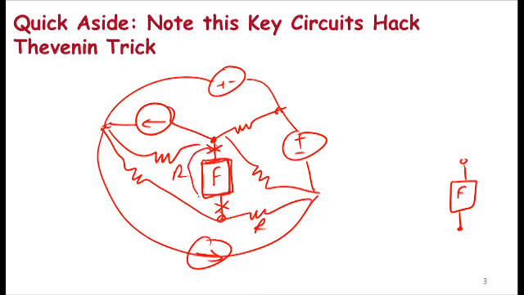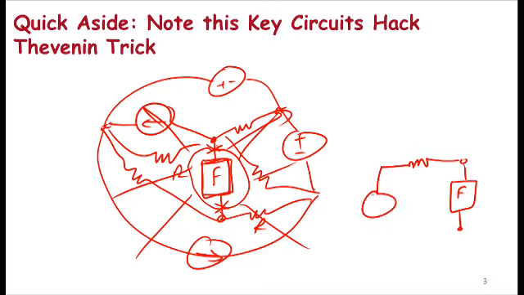I can take the rest of the network and replace that entire network with its Thevenin equivalent for the purposes of analyzing that device. Okay, so the voltage V and R and these two will be equivalent to the extent that I want to figure out properties of the device F. Okay, this is absolutely amazing.